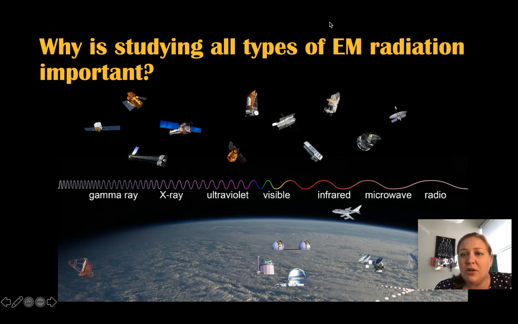So studying all types of electromagnetic radiation is important because it gives us a much better view of what is out there. There's an entire invisible universe there that we can study with the right receivers. But if we're only using radio telescopes or only using visible light, it means that we're missing out on all of this incredible information that the cosmos is giving us in other parts of the electromagnetic spectrum.